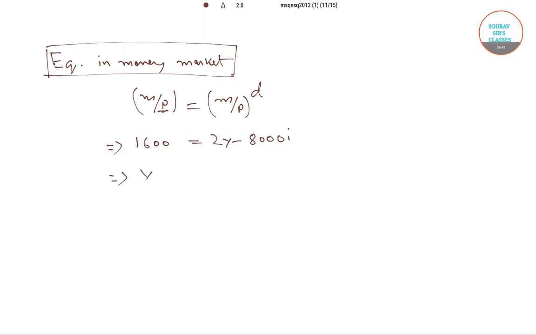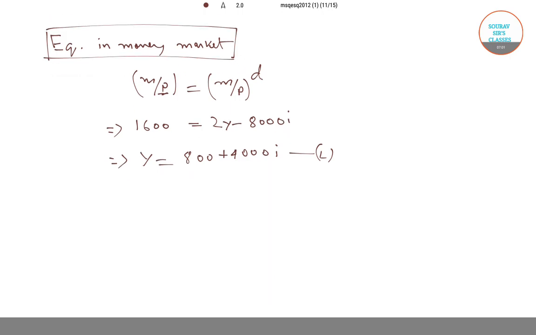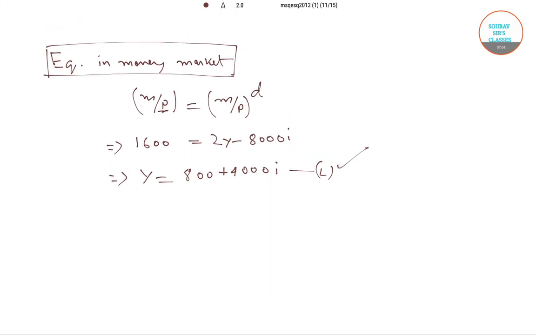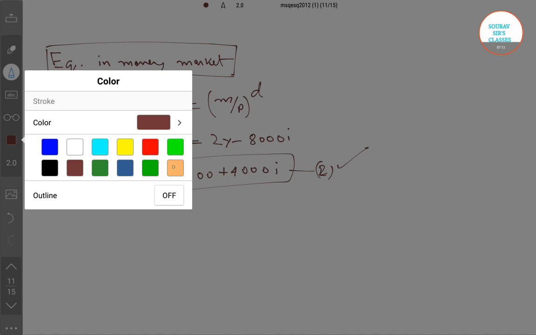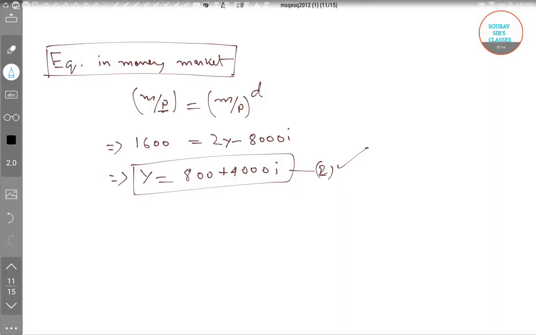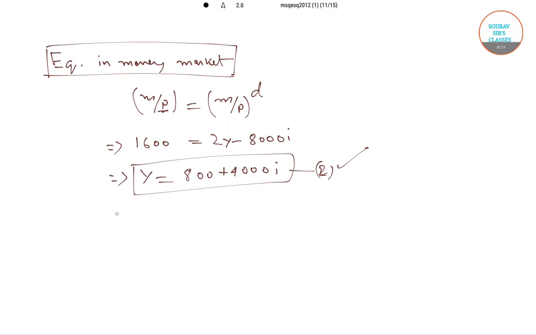So now here y will be equal to 800 plus 4000i. Now if you simply solve equation 2, which is the LM equation, with the IS equation, you will get the value of i to be equal to 3 by 20, that is 15%.